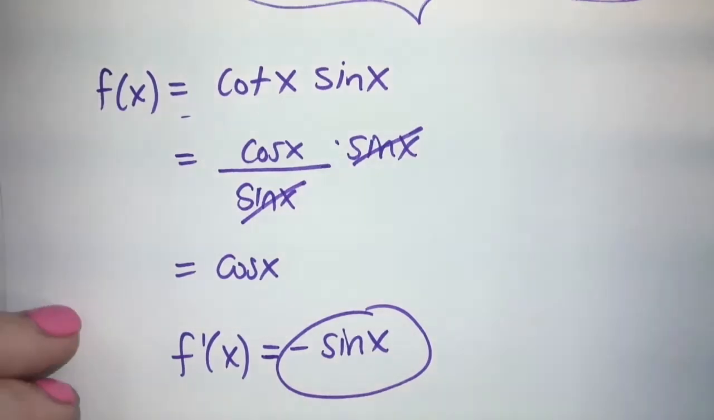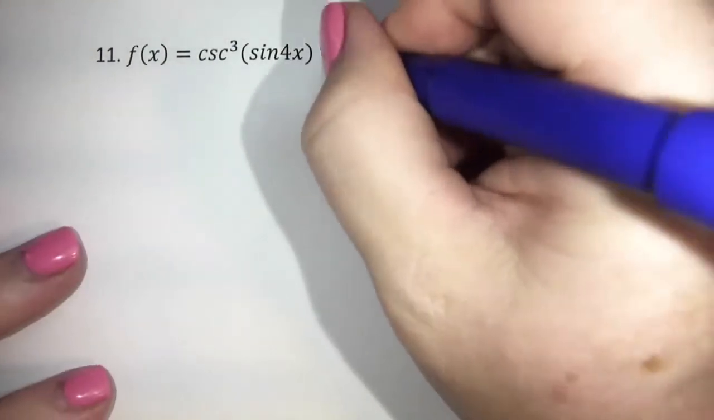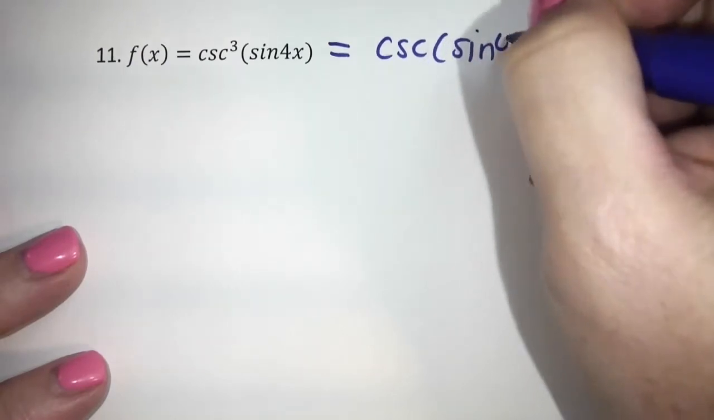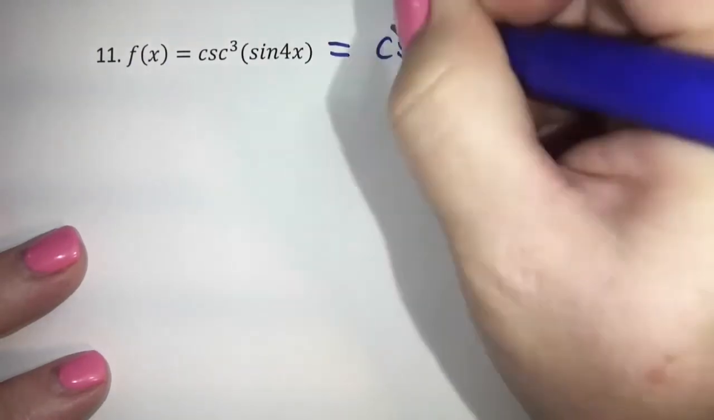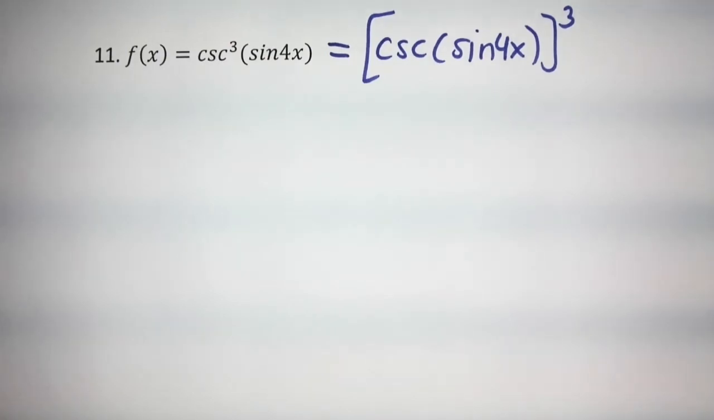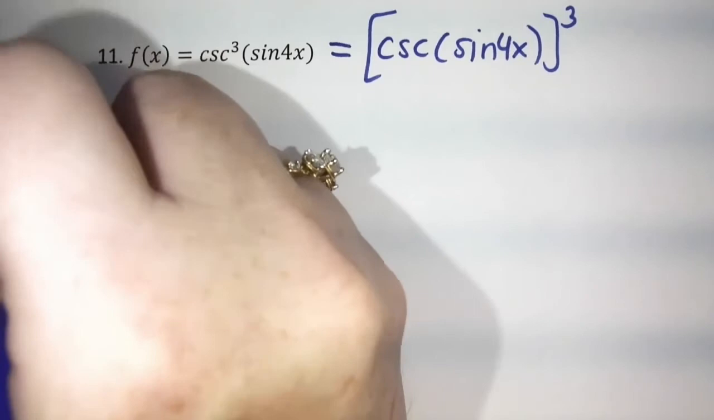So sometimes you can look for identities in the question. Number 11 here, we've got cosecant cubed of bracket sine of 4x. This one's pretty tricky. First thing we're going to do is write this as cosecant of sine 4x all to the 3. We know when we have a cube, then that's something cubed. So that's f of x. That's before we do the derivative.